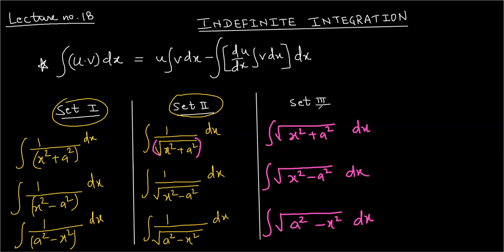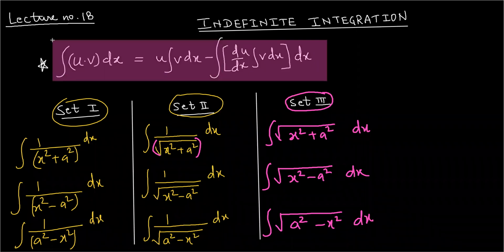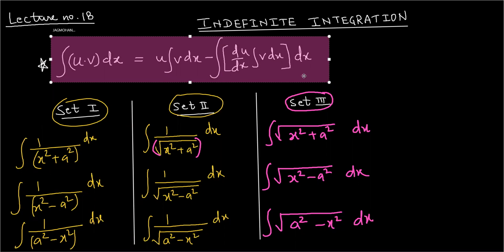And the reason for doing these set 3 theories today is that for deriving the result for these three theories, we need integration by parts. We are going to use integration by parts to derive the result for these three theories. So let's begin with it. The first one I have here is the integral square root of x square plus a square dx. Okay, so I will start with it.